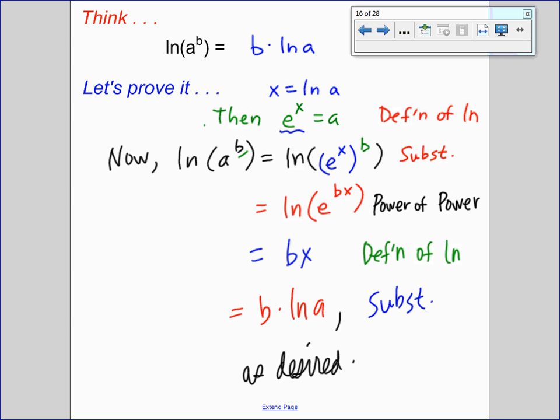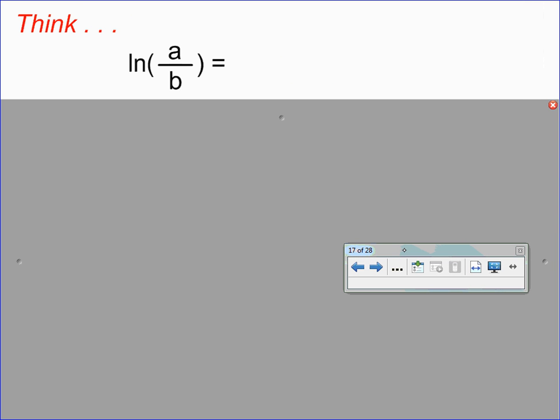Feel like you're missing out on the opportunity? Don't feel that way. I knew you would be, so let's go ahead and prove the natural log of a over b is equivalent to, and what is this one equal? Right, what's our goal for this one? How could that be rewritten? ln of a minus ln of b.